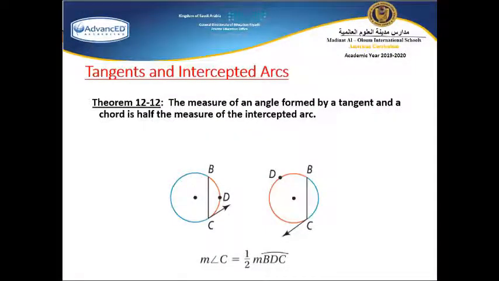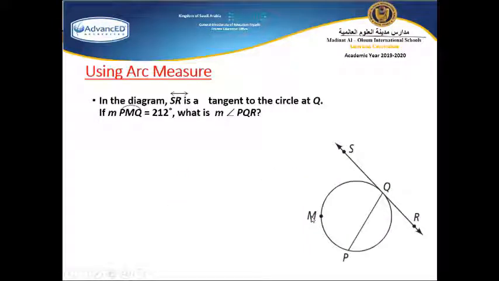The tangent and the intercepted arcs. Here, by looking at this tangent from the point C, the angle formed by this tangent and the chord BC equals half the measure of the intercepted arc BDC. Let's apply this theorem. Here we have tangent SR, and the measure of the arc PMQ equals 212. This is as we see in the given.